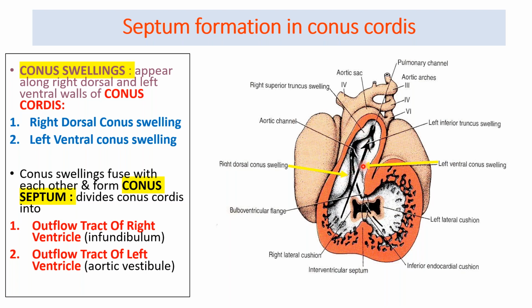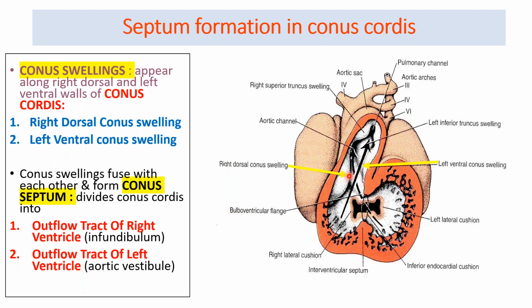Similarly, the two conal swellings are also arising, which fuse to form the conal septum. So these are the two conal swellings. According to their origin from the walls, this is the left ventral conus swelling, and this is the right dorsal conus swelling, which arise from the right dorsal and the left ventral walls of the conus cordis. So this middle part of the bulbus cordis is the conus cordis, and when these swellings fuse with each other, they create a septum, which is called the conus septum.